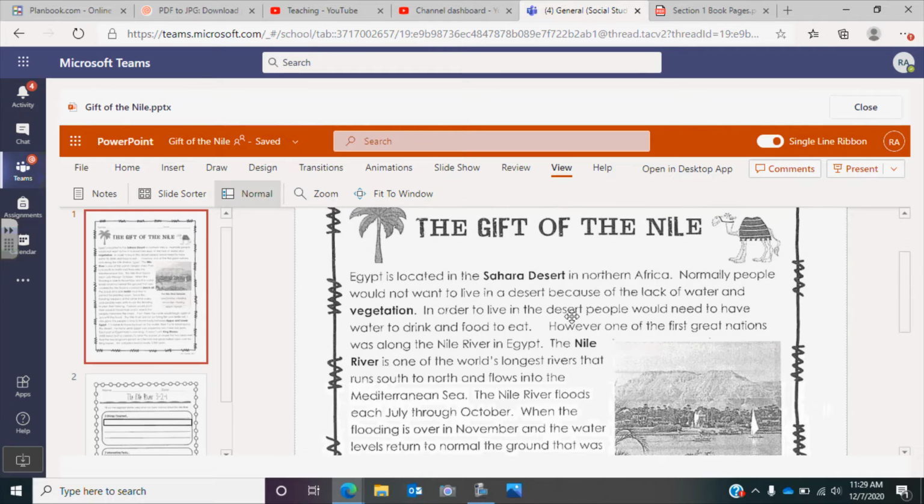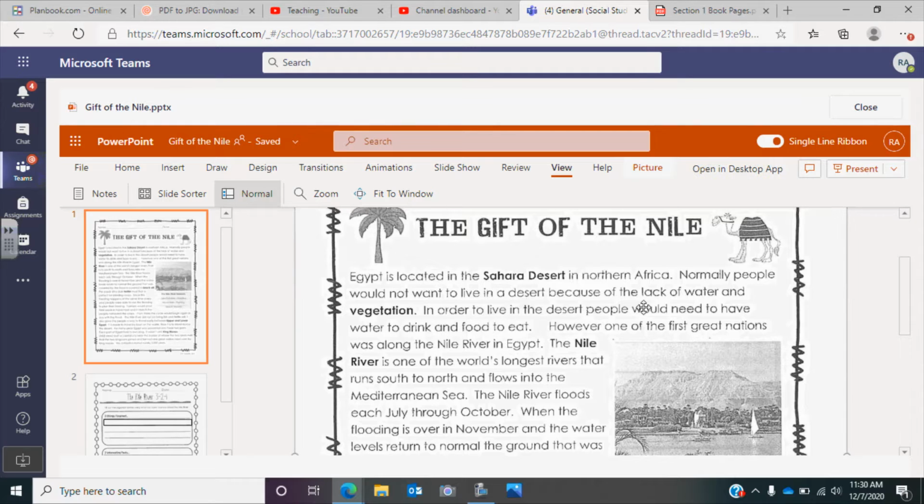So we're going to look up here. It says the Gift of the Nile. Egypt is located in the Sahara Desert in northern Africa. Normally, people would not want to live in a desert because of the lack of water and vegetation. So vegetation is any plant life. So typically in a desert, there's not a lot of vegetation because there's not a lot of water. In order to live in the desert, people would need to have water to drink and food to eat.